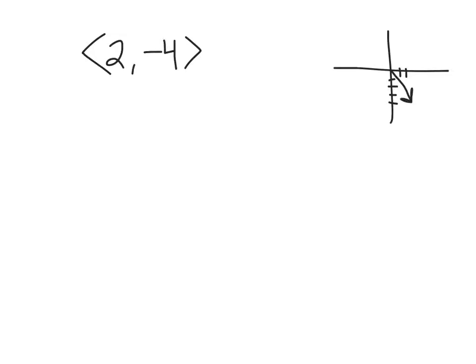Now, anytime a vector is in the third or fourth quadrant, this is the third quadrant and this is the fourth quadrant, the direction of the vector is always going to go this way.